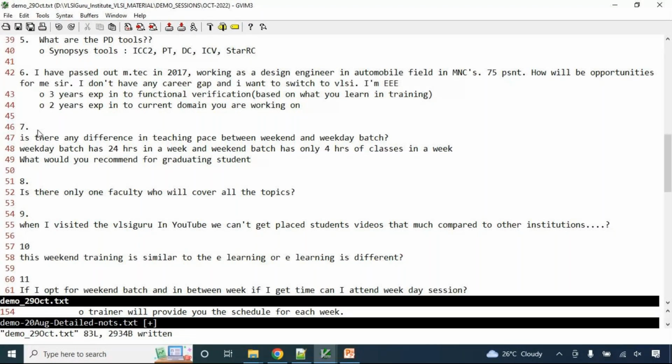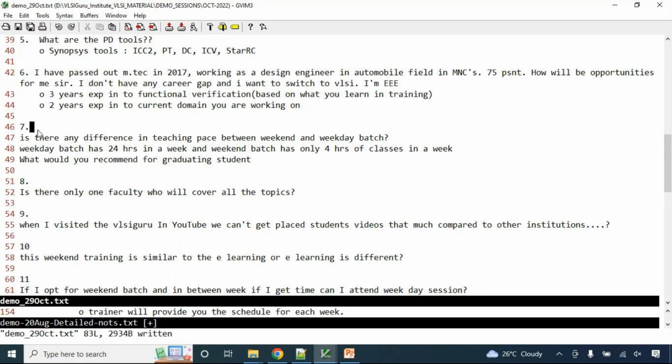Actually, if you want to switch internally, they need at least a 16-month duration. I joined 3 months back. I'm planning to start the course with this batch. So I think it's not possible to stay back for 16 months to move into VLSI at L&T.